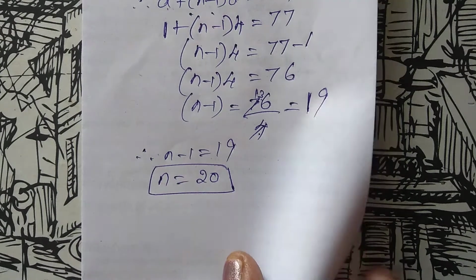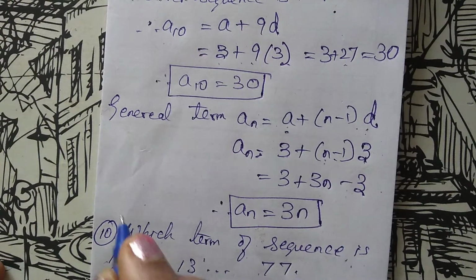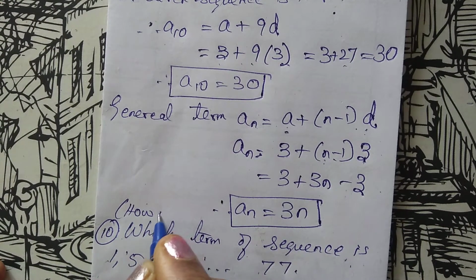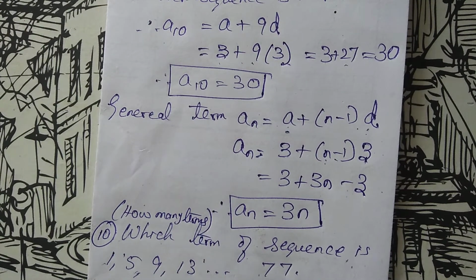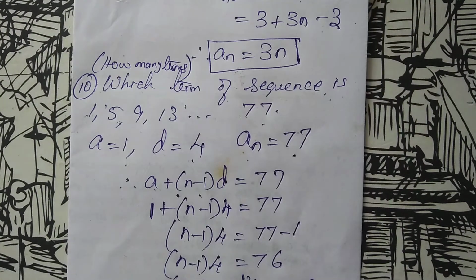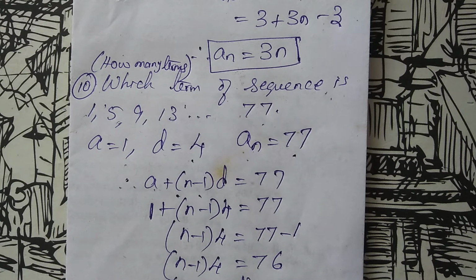So this is how the question can be asked: which term of the sequence, or they can ask you how many terms are there. Okay, it's all under the same concept. The way they ask is different, but the concept is the same. How many terms are there? Which term of the sequence? All that we are doing is of the same pattern.